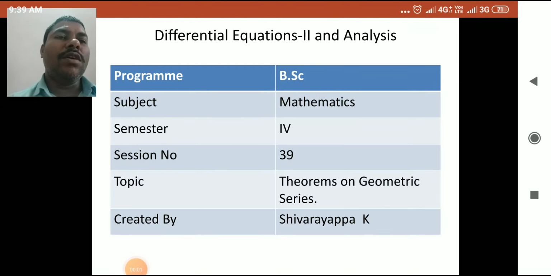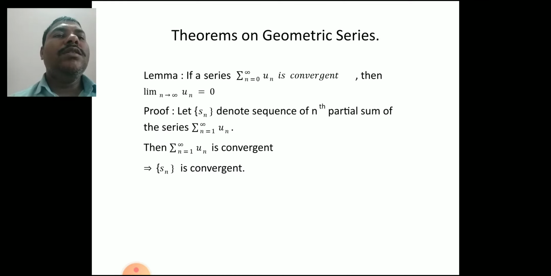We have to discuss theorems on geometric series. On geometric series, we have lemmas. The first one is: if a series summation n equals 0 to infinity un is convergent, then limit of un as n tends to infinity is equal to 0. Okay, now we have to see the proof of this theorem.